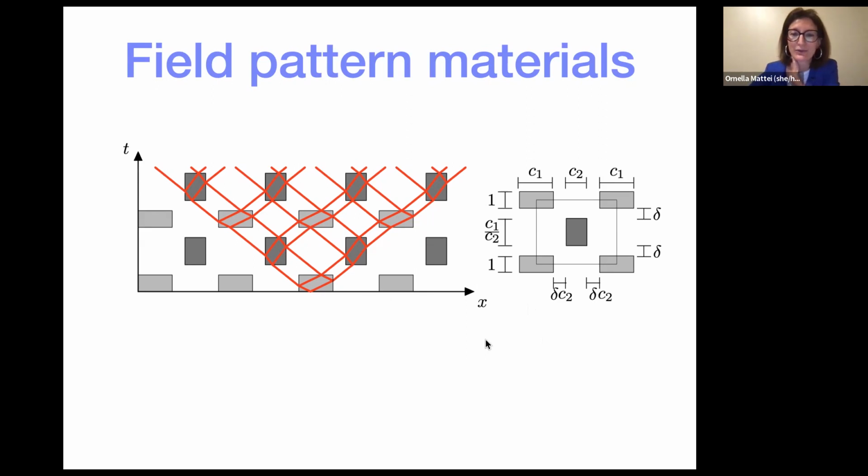What happens if we send in a pulse? Well, the design is such that each characteristic line will always go from space interface to time interface, and then again, time interface, space interface. And that always occurs from material 1 to material 2, from material 2 to material 3, from material 3 to material 2, and so on.